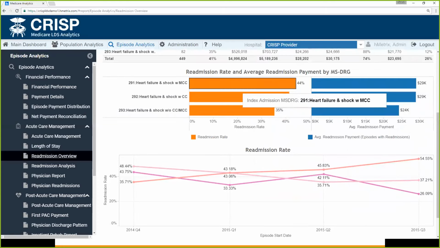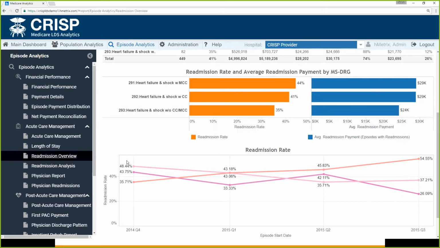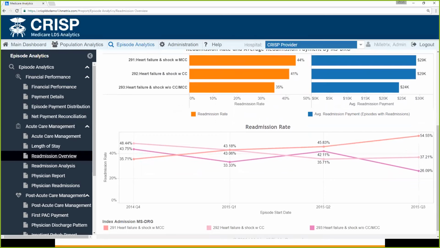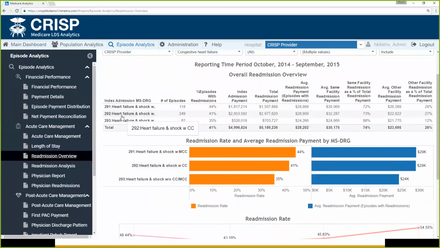And then just below, we have a lot of that information in chart form. We have the three DRGs of the family, the readmission rates, and then the average readmission DRG payment. Here is the readmission rate by DRG. We can see that the 291 readmission rate is going up over time. But luckily 291 is not the highest volume, and 292 seems to be a bigger deal due to volume alone.